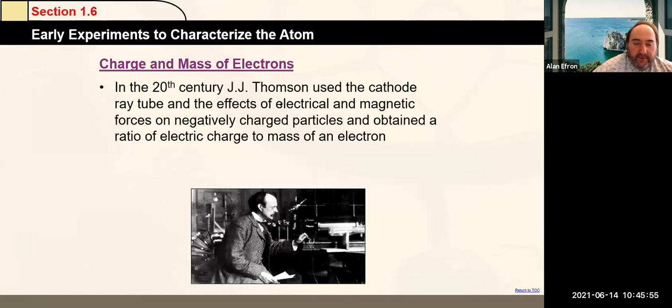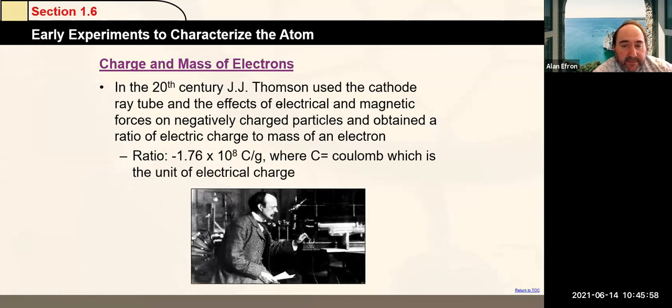Now, the importance of Thomson's experiment, as I mentioned before, was that he was able to, and by the way, there's Thomson right there staring at his tube, come up with the charge to mass of an electron, and it's this number right here, which is minus 1.76 times 10 to the 8 coulombs per gram. Coulombs is a unit of electrical charge, so that's why I say charge to mass, with grams being a mass. So Thomson did an experiment with CRT tubes, and he was able to determine the charge to mass of an electron.